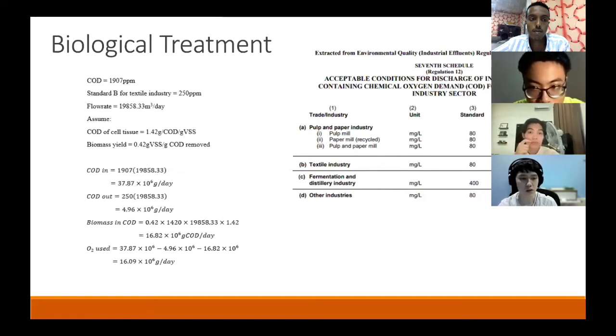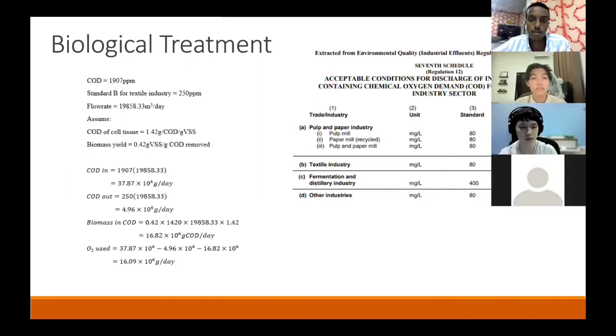So in order to calculate the oxygen used, we have to assume some values, which is the COD of the cell tissue, assumed to be 1.42 grams of COD per gram of VSS, which is volatile suspended solids, and the biomass yield, which is 0.42 gram VSS per gram of COD removed.